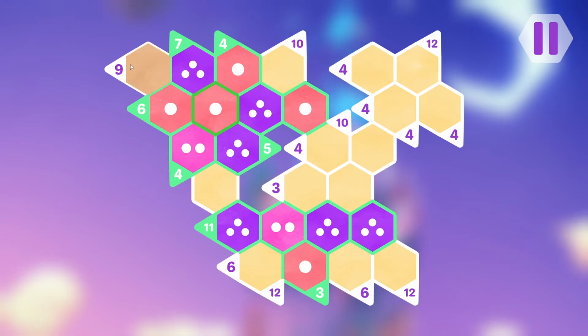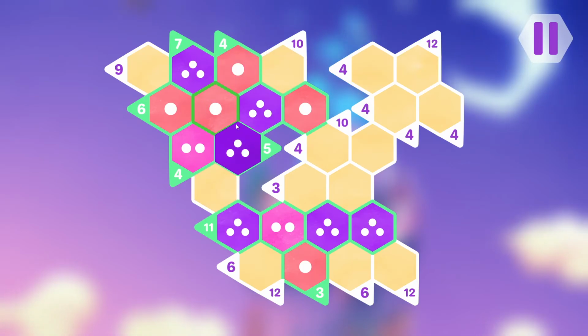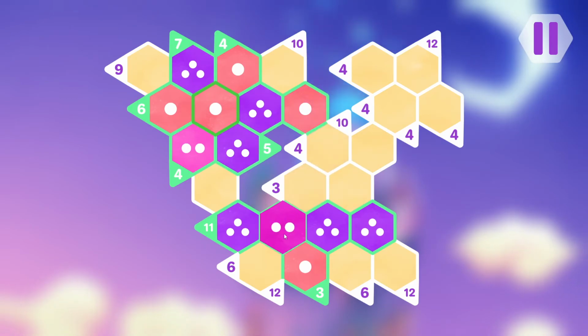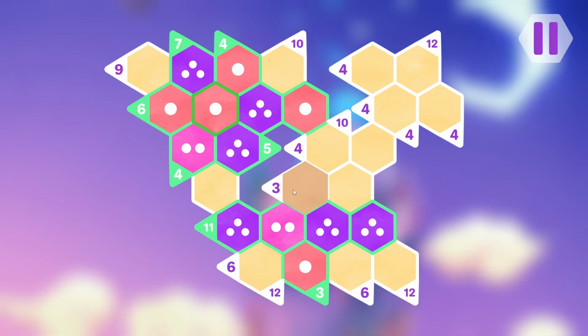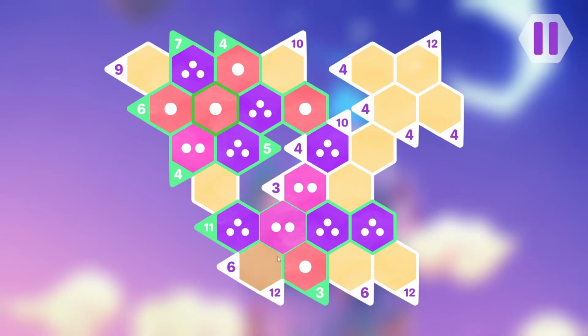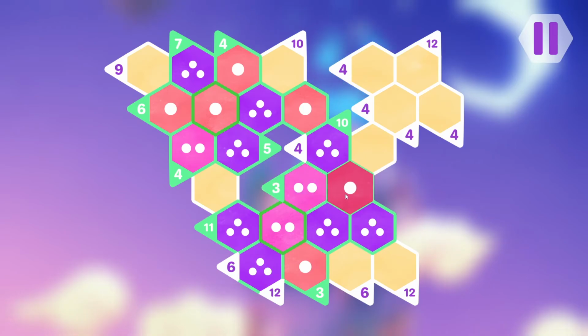Okay, we need to look at something else. Like let's look at this 10. We have 2 already, so at least 2 in those cells. But we have 3 over here, so it is 2, and those are 3 and 3. So this is 1, and this is 1.